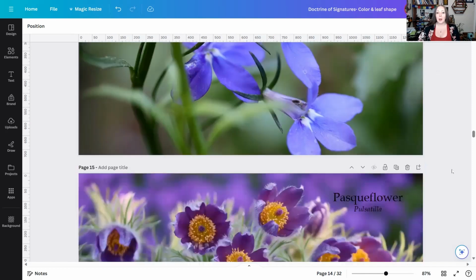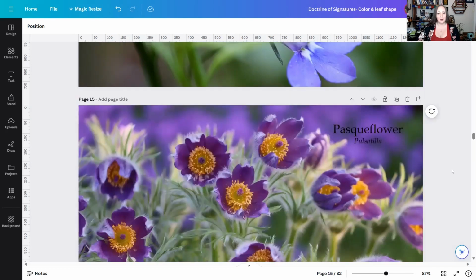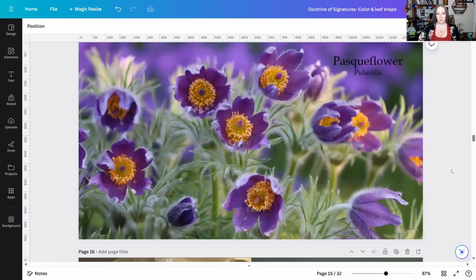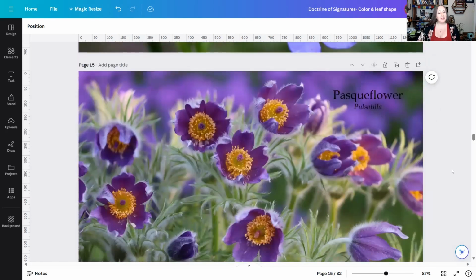So the next group of colors we're going to talk about would be purple. Purple, lavender, violet, even indigo. These are all colors that energize the third eye, which is connected to the functioning of the hypothalamus. So our example here is pasque flower, which is an example of an excellent balancing agent.